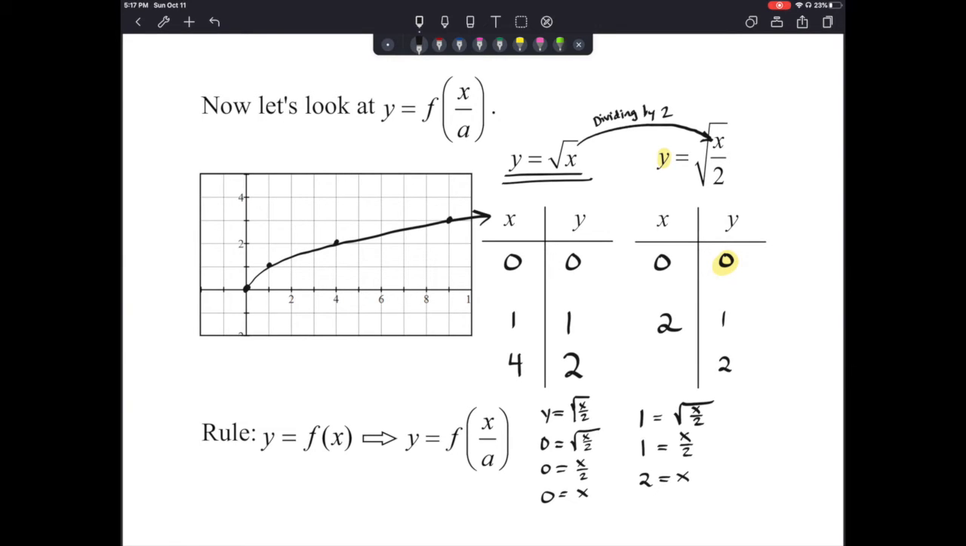And last but not least, let's go ahead and do the last one here. So we did 0, we did 1, now we'll do 2. We'll say 2 is equal to the square root of x over 2. We'll square both sides to get 4 is equal to x over 2. Multiply both sides by 2, and we get 8 equals x. So there is our 8. Let's plot that one in red. So we'll say 0, 0, 2, 1, and 8, 2.